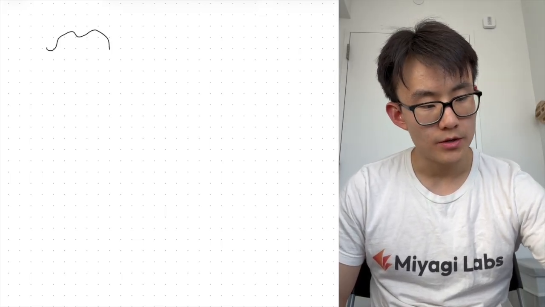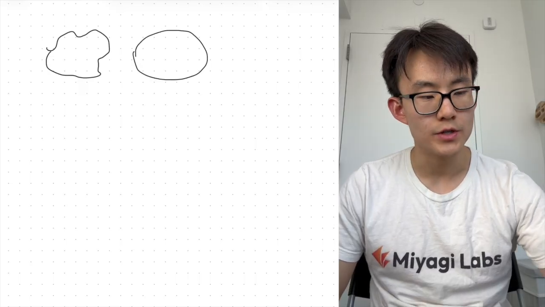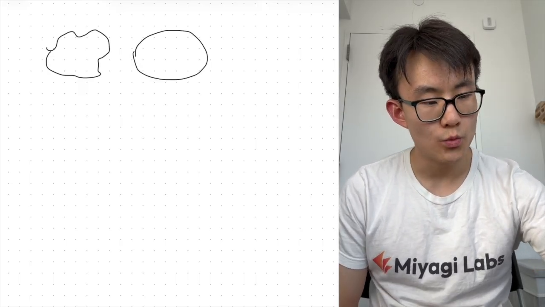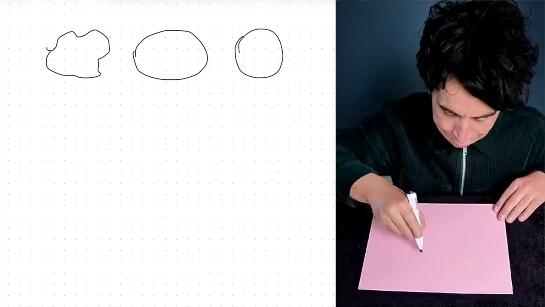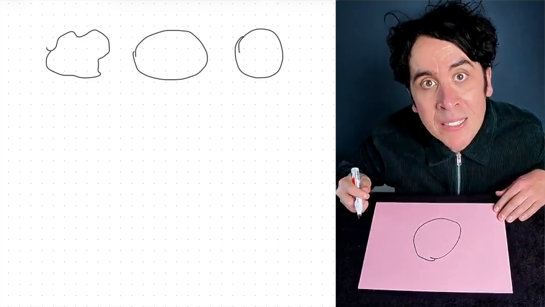What is a circle? How do you define a circle? Well, you might say it's something round, but this is kind of round. Maybe you say it doesn't have any bumps or something like that. But then you can have these ovally shapes. So what makes a circle a circle? And this video might give you a hint.